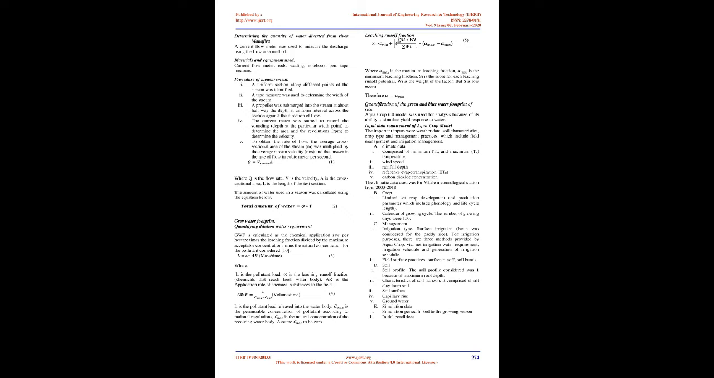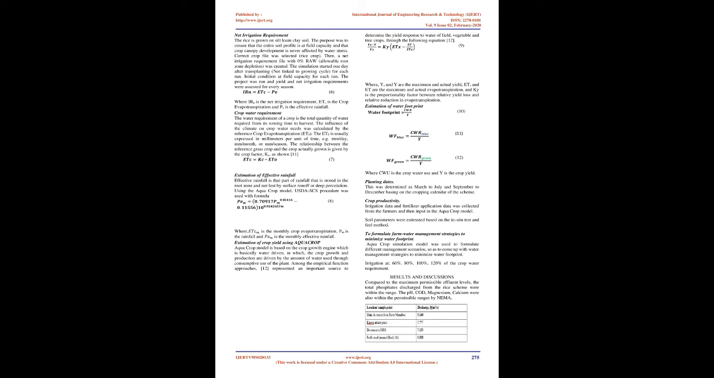D. Soil: 1. Soil profile. The soil profile considered was 1 because of maximum root depth. 2. Characteristics of soil horizon. It comprised of silt clay loam soil. 3. Soil surface. 4. Capillary rise. 5. Groundwater. E. Simulation data: 1. Simulation period linked to the growing season. 2. Initial conditions. Net irrigation requirement.